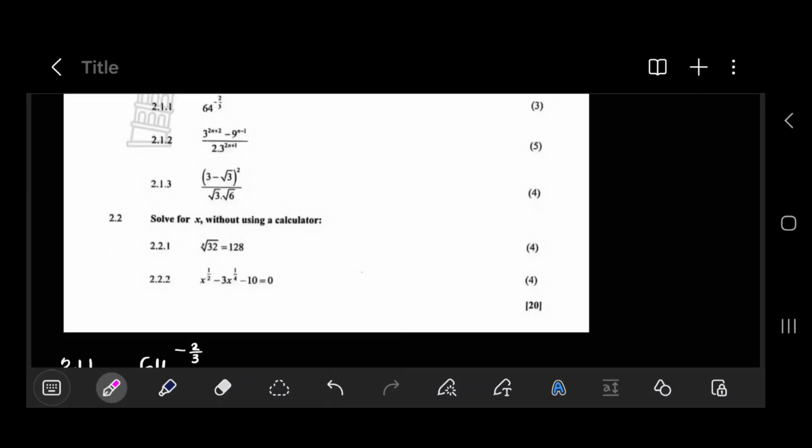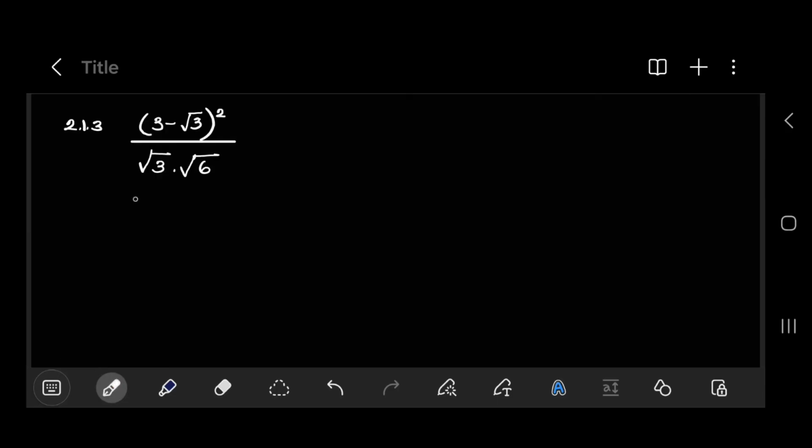Now we're going to go on to 2.1.3, and this is based on surds, also based on rationalizing the denominator. So let's start off by rewriting what we're given. So here's what we have. And we need to simplify this numerator. So we've got a binomial squared. We know that it is going to result in a trinomial.